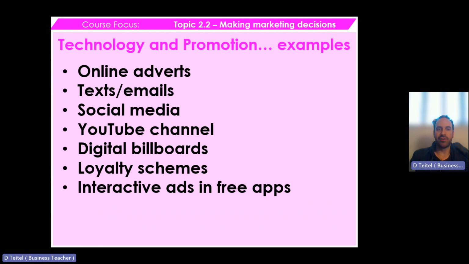So it's all about online adverts, text and email promotions, using social media, having your own YouTube channel, and then also having ads on other YouTube channels as well, your digital billboards, loyalty schemes, and interactive ads in free apps and things like that. So every time an ad pops up on an app that you're playing, someone is paying for that ad to appear in front of you because they have worked out that you are their target demographic for whatever reason.